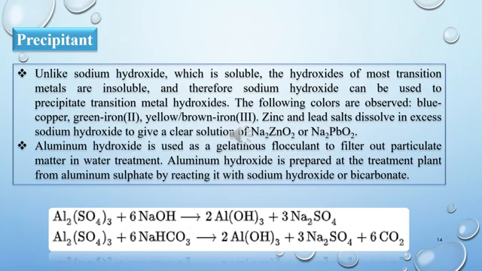You can see that when aluminum sulfate reacts with sodium hydroxide, there is the production of aluminum hydroxide and sodium sulfate. When aluminum sulfate reacts with sodium bicarbonate, it will give you aluminum hydroxide, sodium sulfate along with carbon dioxide. So dear students, these are the reactions of sodium hydroxide with acids, with acidic oxides, with metals and metal oxides, and at the end there is the reaction of sodium hydroxide with precipitants.